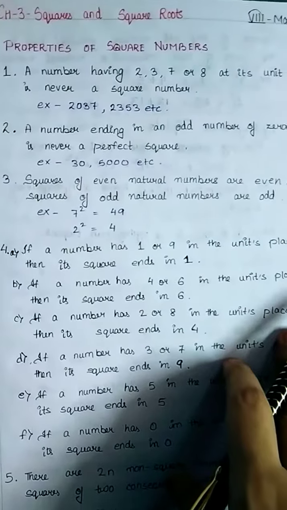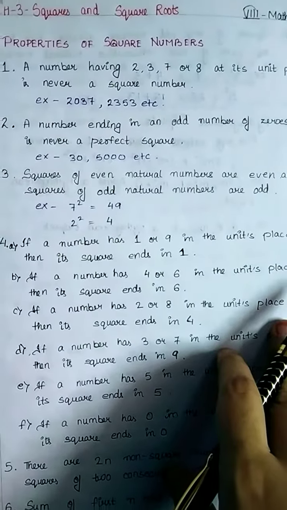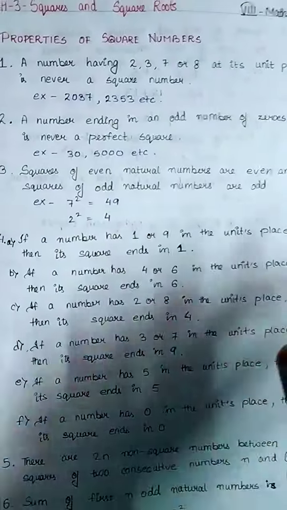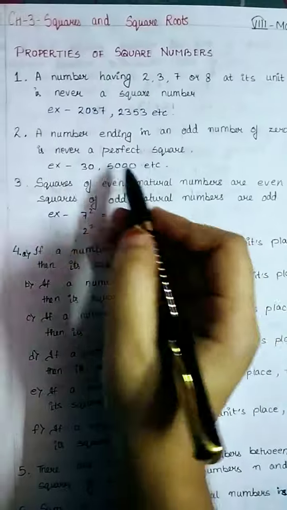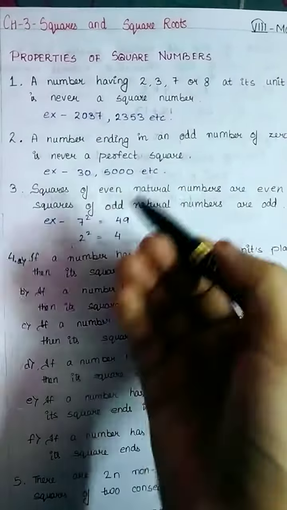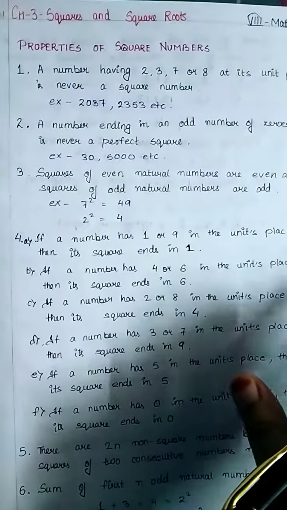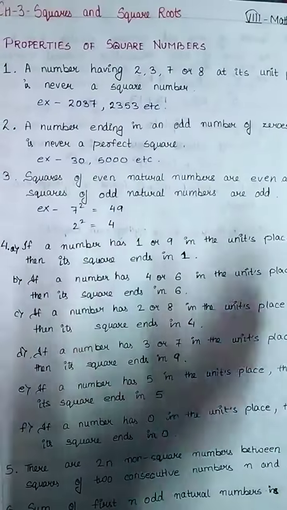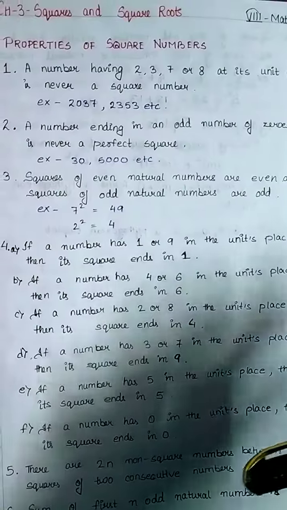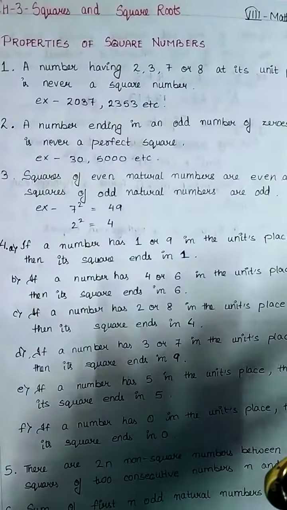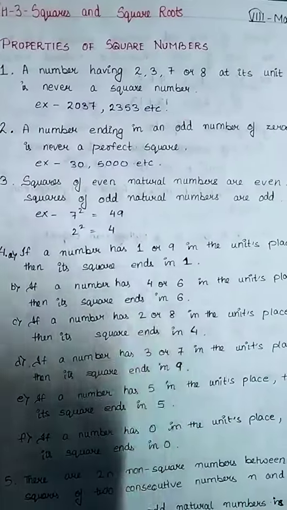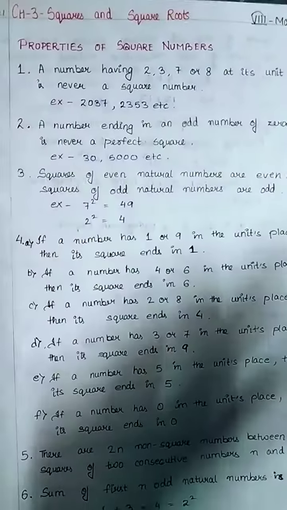The second property says a number ending in an odd number of zeros is never a perfect square. So when a number has 1 zero, 3 zeros or 5 zeros, it will not be a perfect square. If there are 2 zeros or 4 zeros, they can be a perfect square. They are not always a perfect square, but they can be. But if they have an odd number of zeros, they can never be a perfect square.